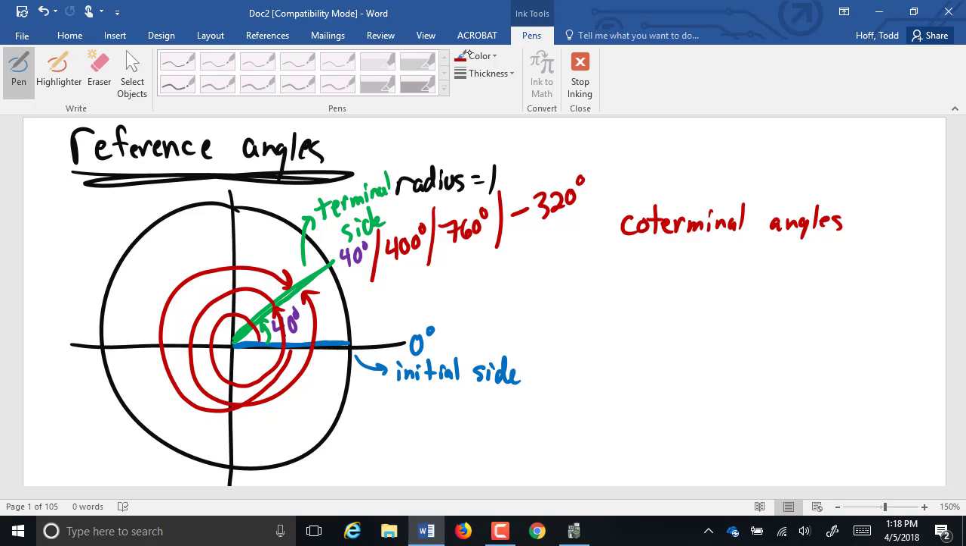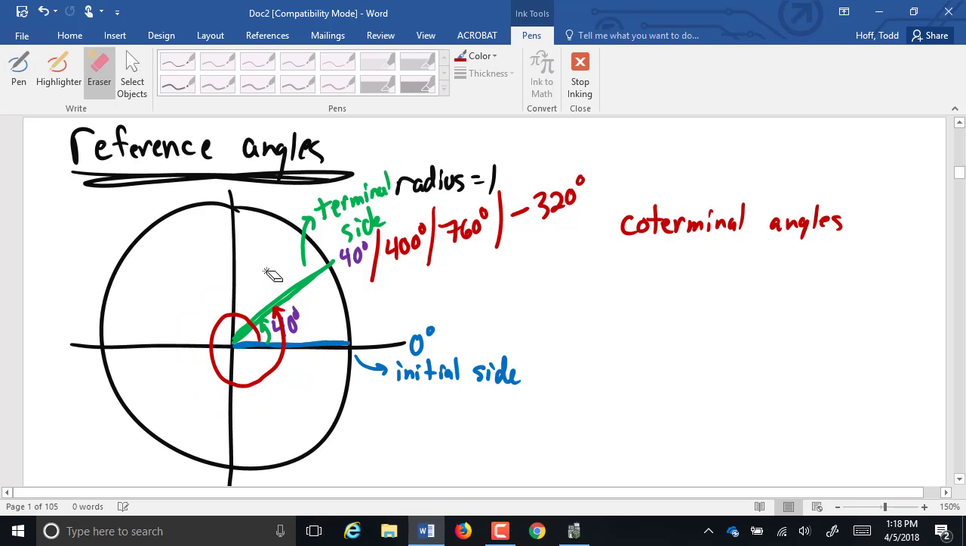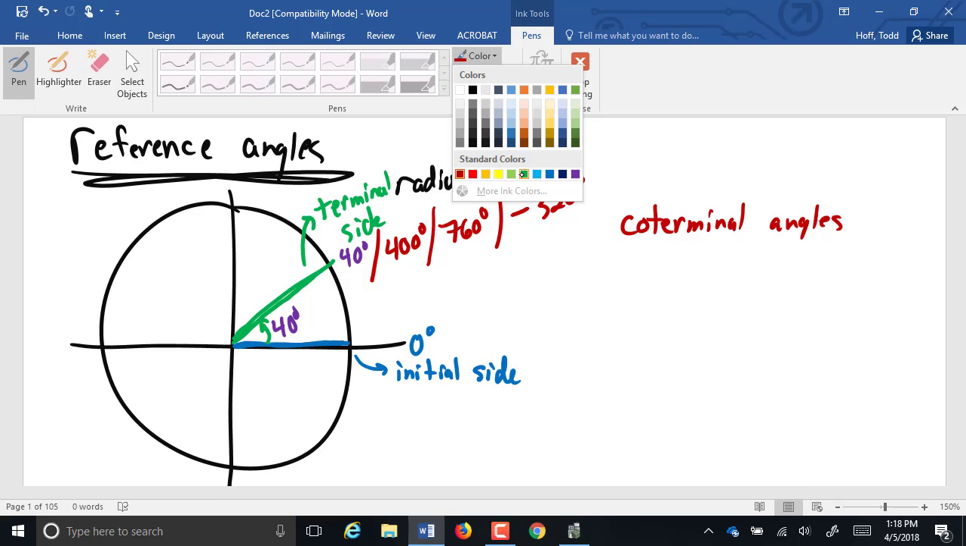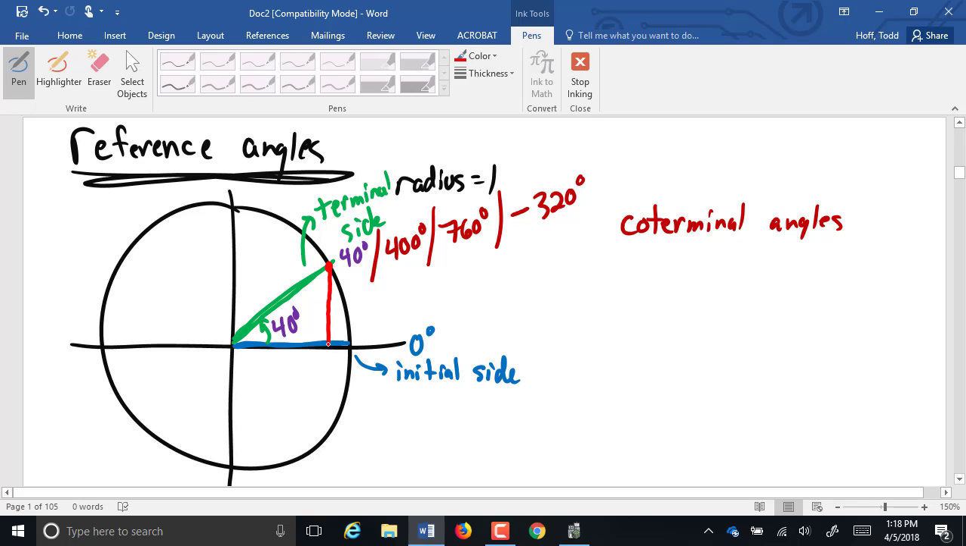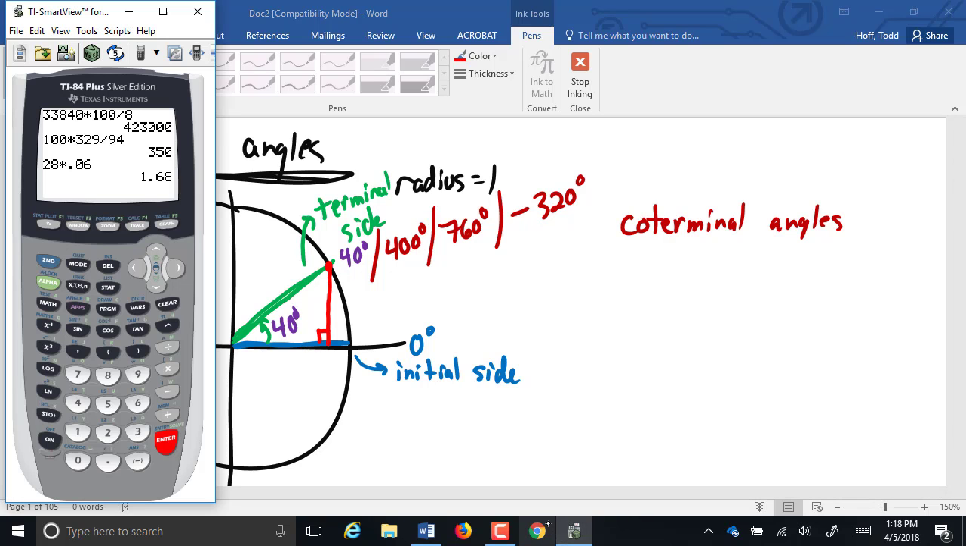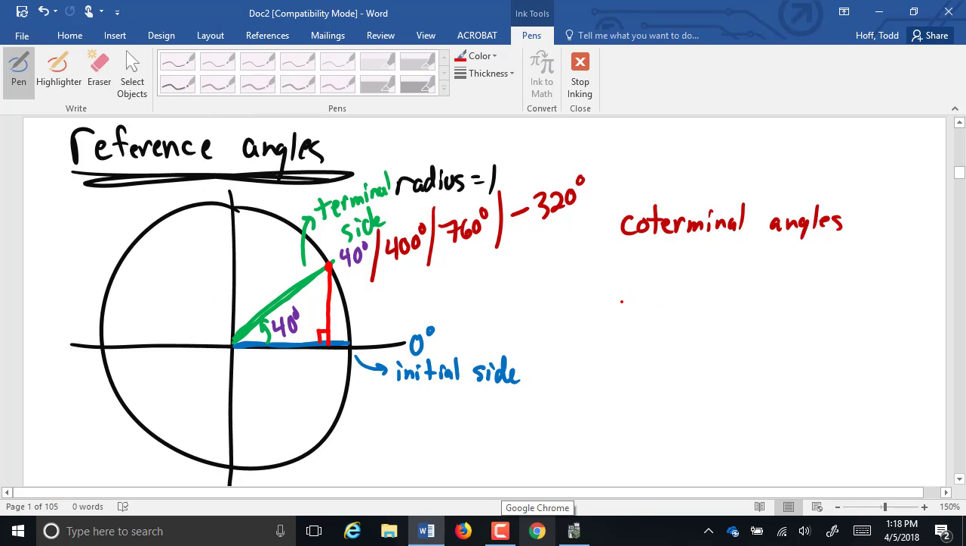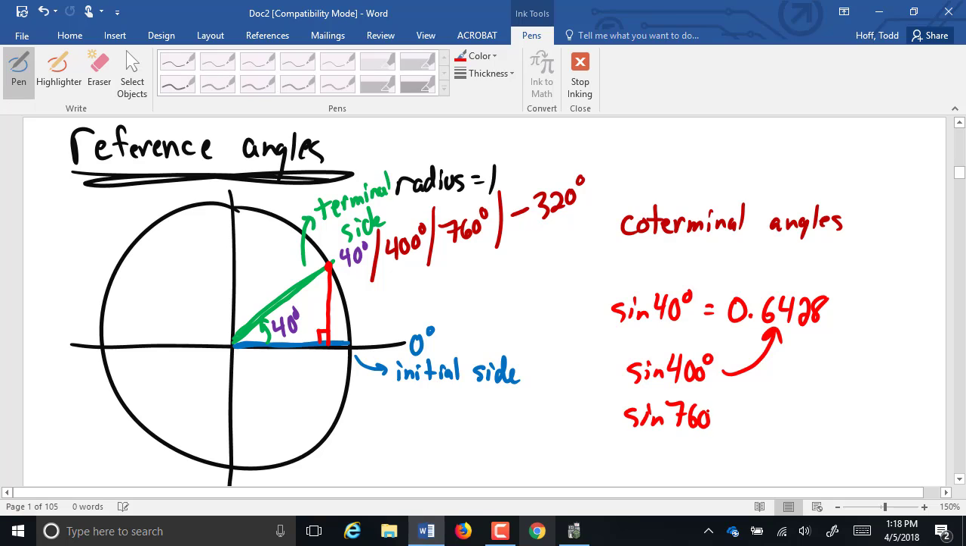What is special about them? Why do we care? Well, remember the sine of that angle is that length. So let's type in the sine of 40 degrees, 0.6428. What do you think the sine of 400 degrees is? It's the same thing because it's in the same spot, it has the exact same sine. Or the sine of 760 degrees.